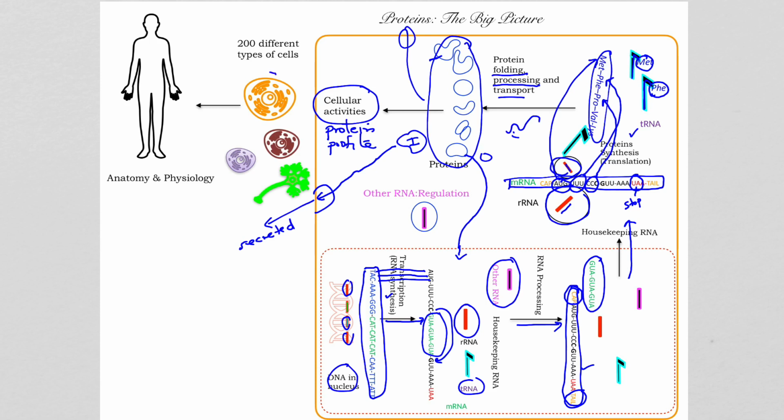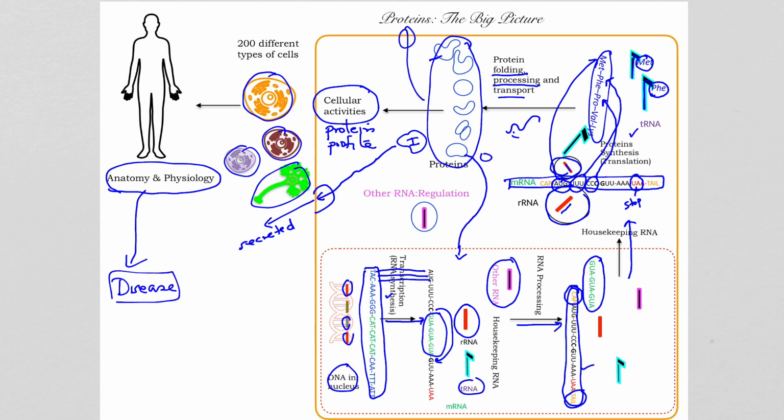So that's basically what's happening in the 200 different types of cells. They all have their protein profiles and they're all doing something together, working with one another to give us our anatomy and physiology. And if anything goes wrong in any of these steps, you can clearly see there may be problems with the anatomy and physiology, and that will lead to pathology or disease. Okay, so this is sort of a big picture of the importance of proteins in the human body.